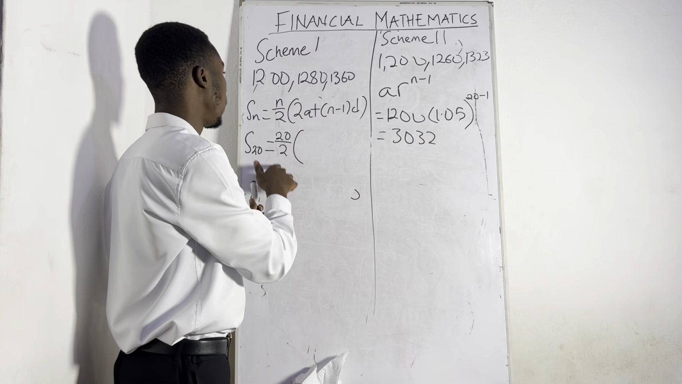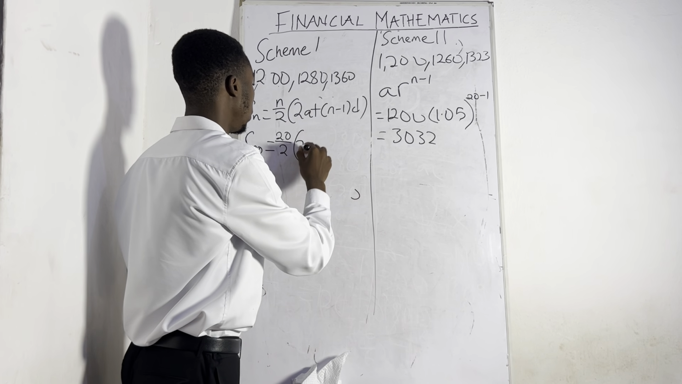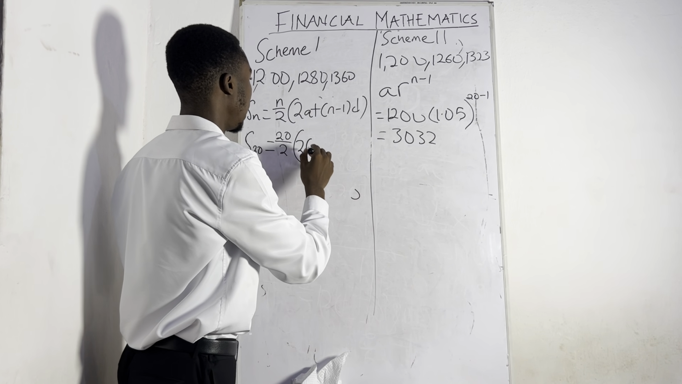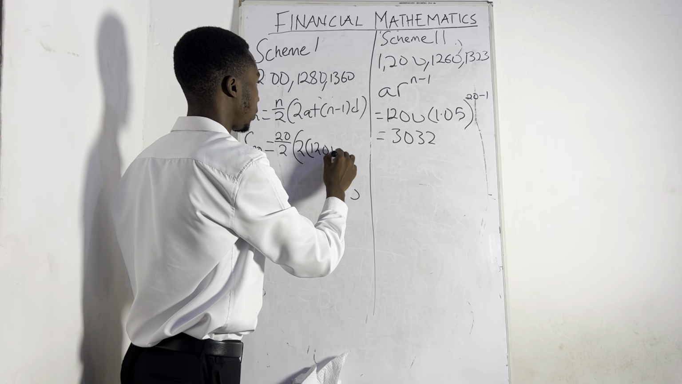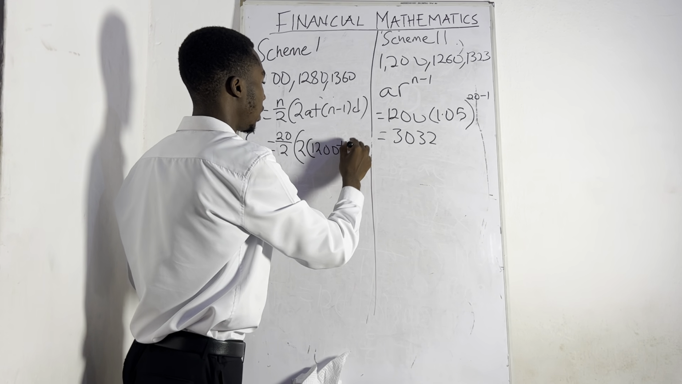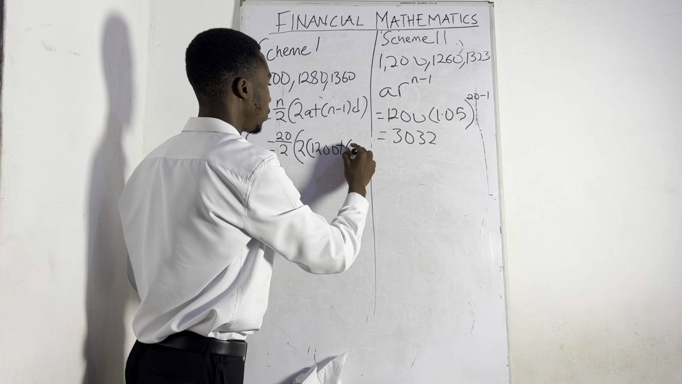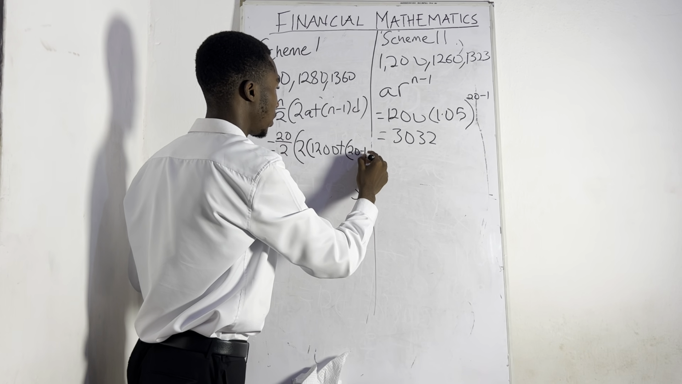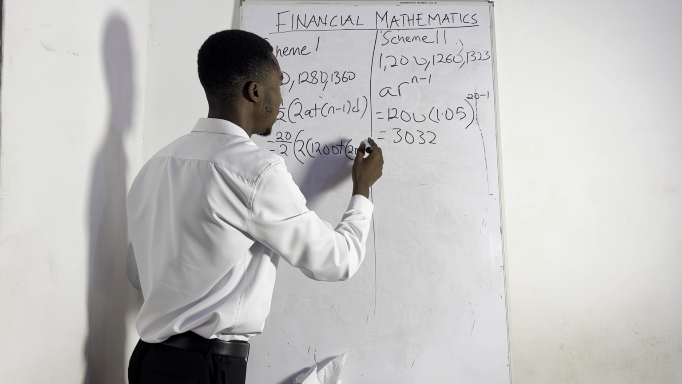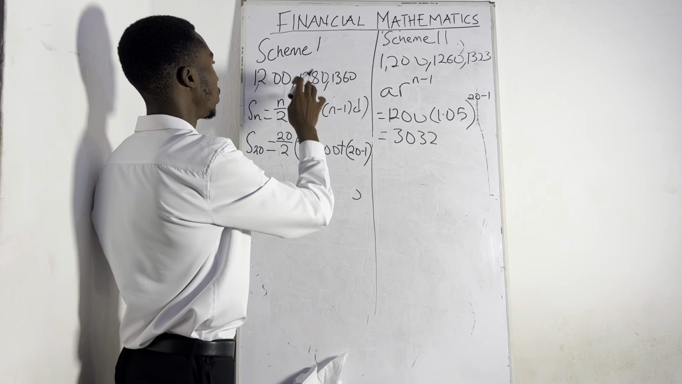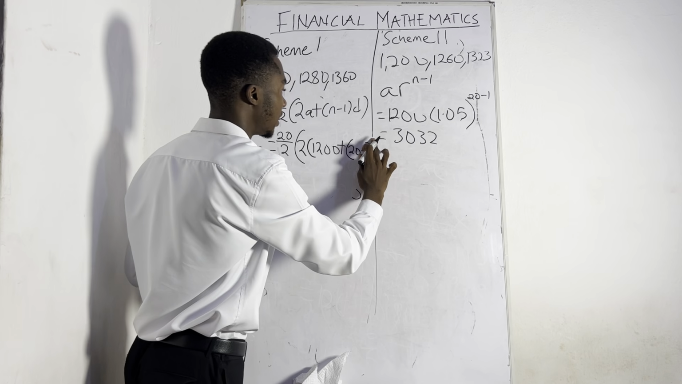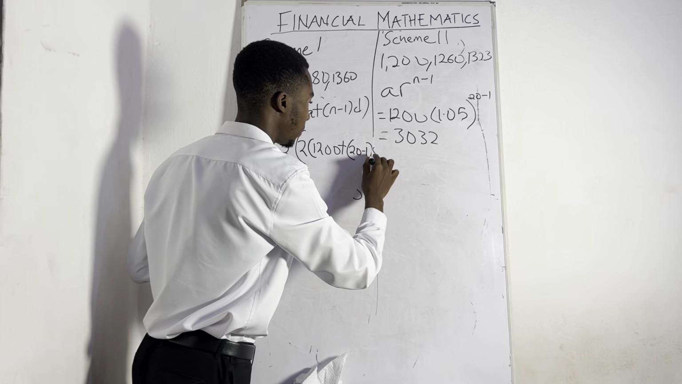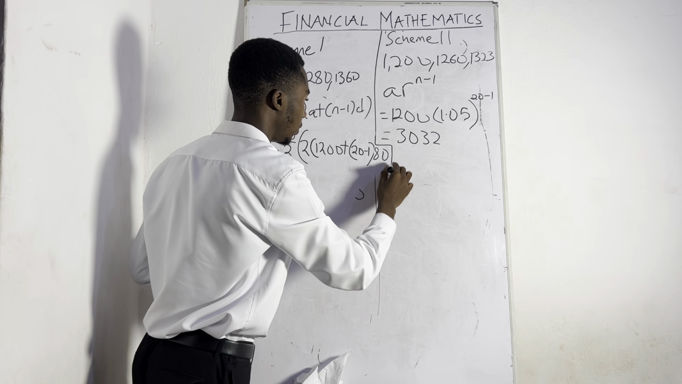So 20 over 2 into bracket 2 into bracket A. A is our first term, which is 1200, plus into bracket n. Our n is 20, so 20 minus 1. Then times d. D is the common difference. So this minus this or this minus this. So we established that our d is 80. So times 80. Let me just do it like this.